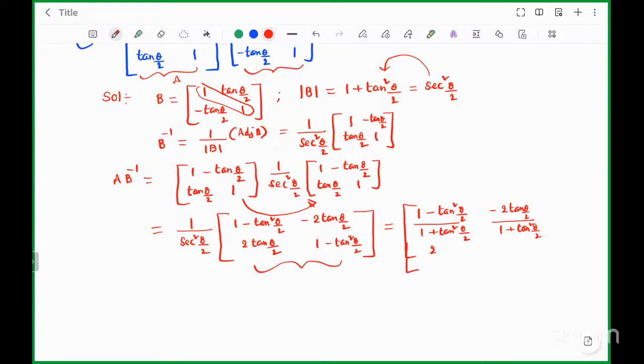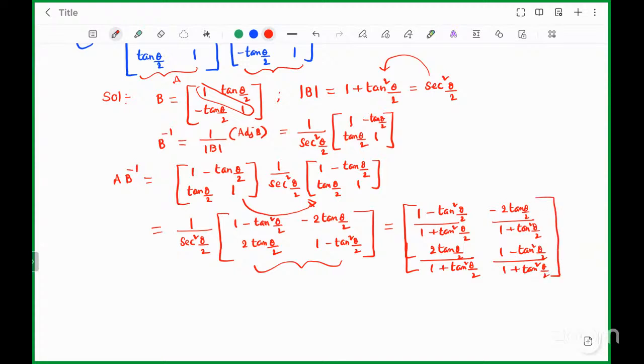So 2 tan theta by 2 by 1 plus tan square theta by 2, 1 minus tan square theta by 2 upon 1 plus tan square theta by 2.